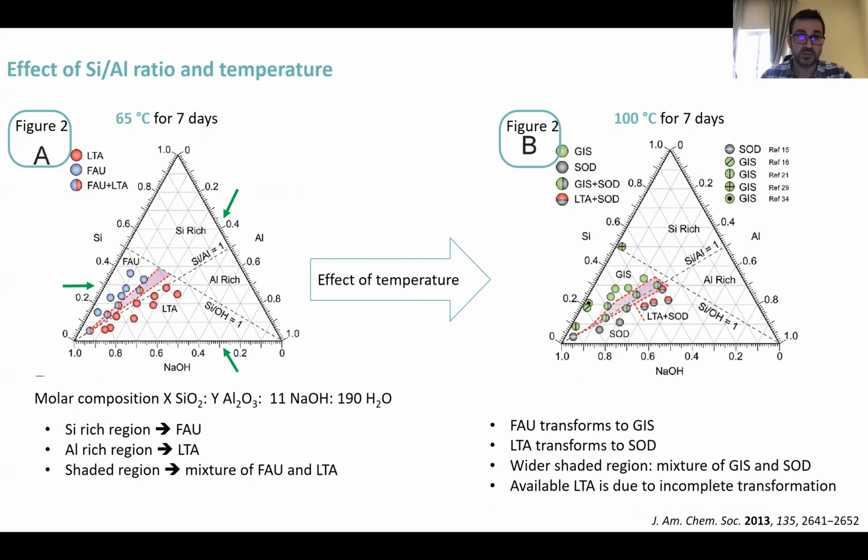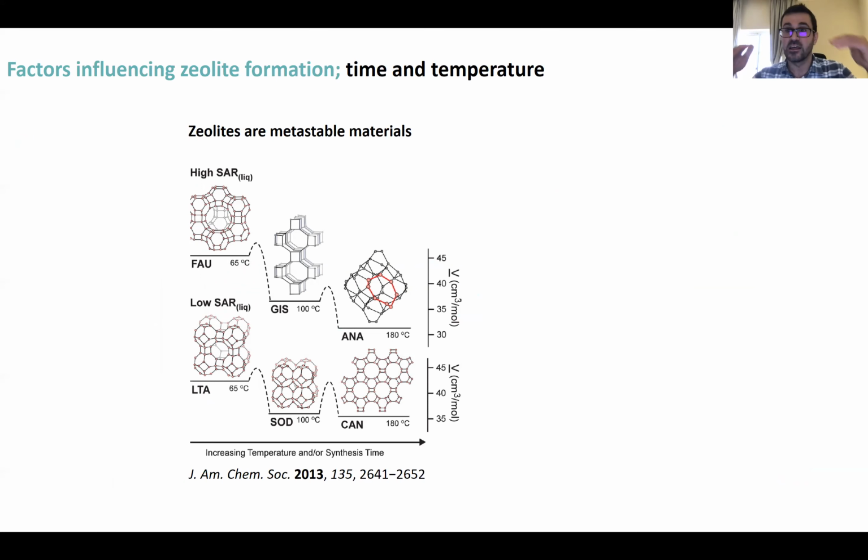To understand why we have this, I have to tell you that zeolites are metastable materials. Their energies are very close. So if you heat them more, or keep them for a longer time, they can jump from one structure to another structure, which is more stable at this temperature or this time. So if you need, let's say, the GIS zeolite, you need to know when to stop, because if you keep the reaction longer, it will go to another structure. And if you stop it before, you will end up with something different from what you need.